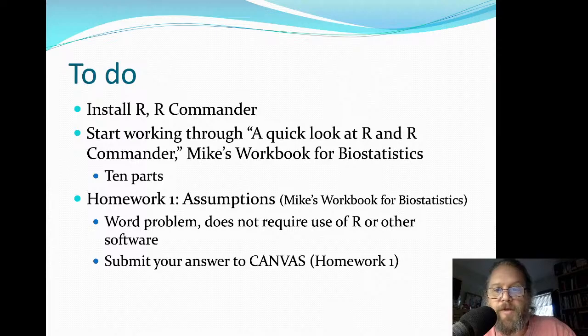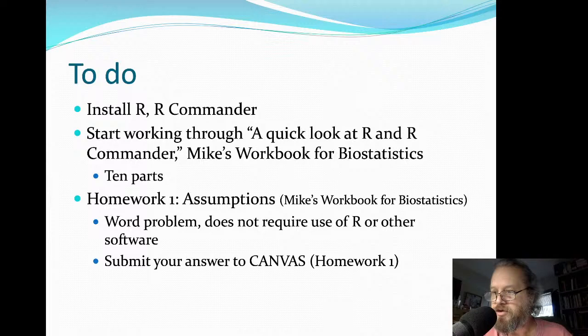So with that said, you should be working in Mike's Workbook for Biostatistics. There's a section called A Quick Look at R and R Commander, and it has 10 parts. And so we'll start it. The first part, of course, is to get R installed. The second part then starts introducing you to entering commands into R, and so on and so forth.